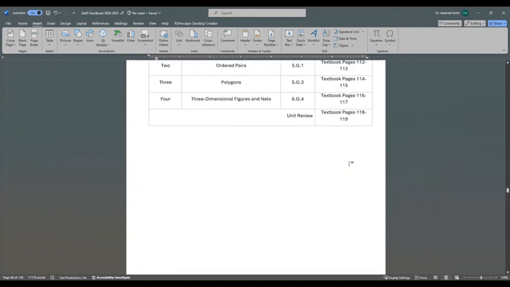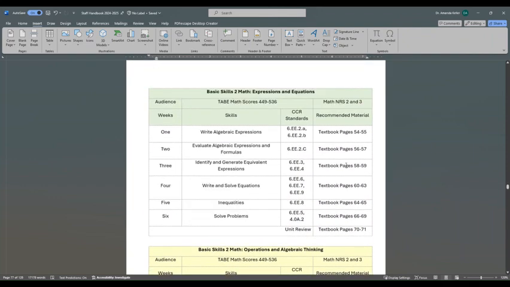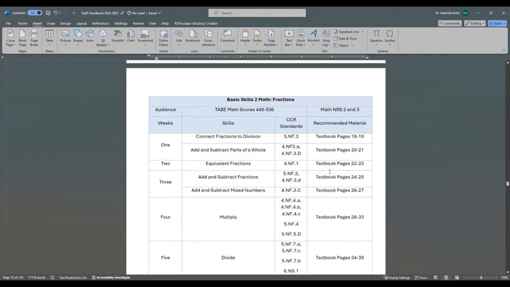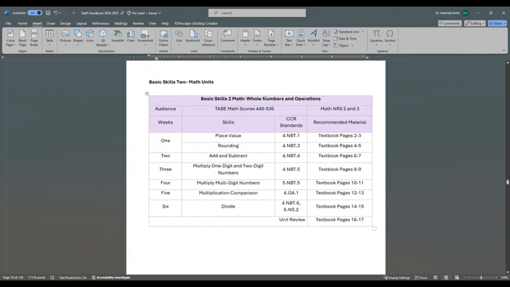Now, if you want to look at the actual unit, you can do that here too. I'm just scrolling up. Again, this is Basic Skills 2. We're looking for those skills in Base 10. And these are the most basic. These are the whole numbers. So you get your place value, your rounding, adding, subtracting through division. These are based on the Tape Tutor books. It tells you the pages in the book, the standards that are covered, how many weeks you will need to cover it, and the math skills that correlate to this unit.